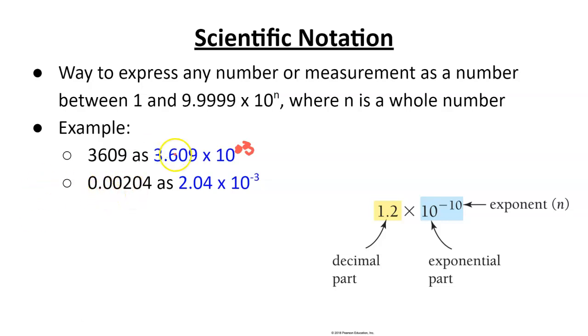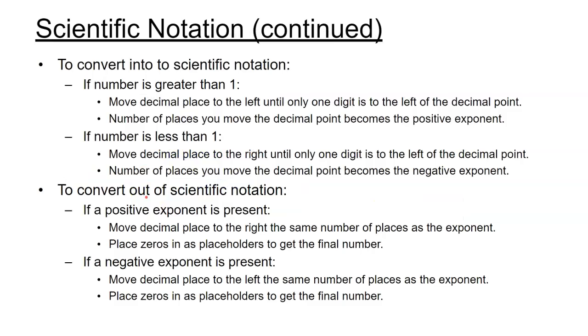Here, same idea. Now this was a positive exponent because we moved to the left, or we started with a number bigger than 1. If we have a number smaller than 1, we're going to still hop the decimal place to end up with a number between 1 and 9.999. So we're going to go 1, 2, 3. Decimal point's going to end up there. And that's going to be 2.04 times 10 to the negative 3. This time the exponent is negative because the number is less than 1.